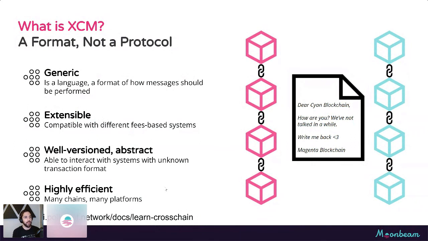So you have gas chains, you have fee-less chains or whatever. It is also compatible with systems where you don't know the transaction format, and it's meant to be highly efficient, meaning many chains, many platforms. So the idea is that it's a very performant system, able to generically communicate between different consensus mechanisms and different blockchains. Like I said before, you can read more about it in the URL that I'm sharing at the bottom of the slide.